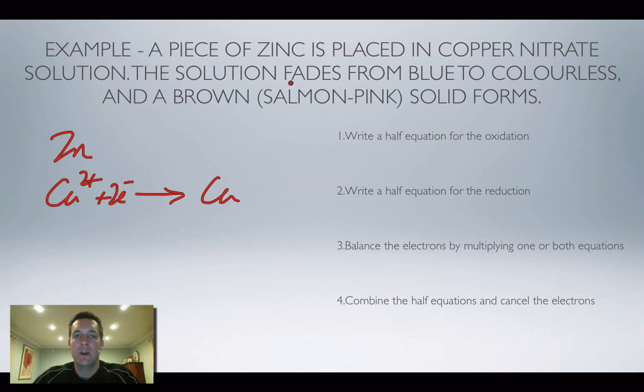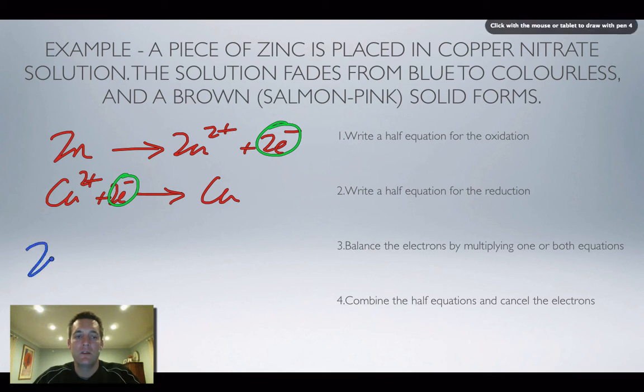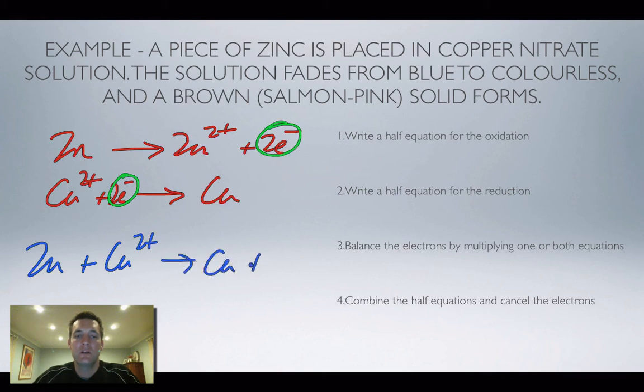Okay, the solution's going from blue to colourless. So whatever ion is forming is a colourless ion, and zinc ions are colourless, right? So they're going to turn into zinc 2+, and that requires 2 electrons too. So once again, our electrons balance. So I just put all my reactants together on one side of my equation: zinc and copper 2+ make copper and zinc 2+.